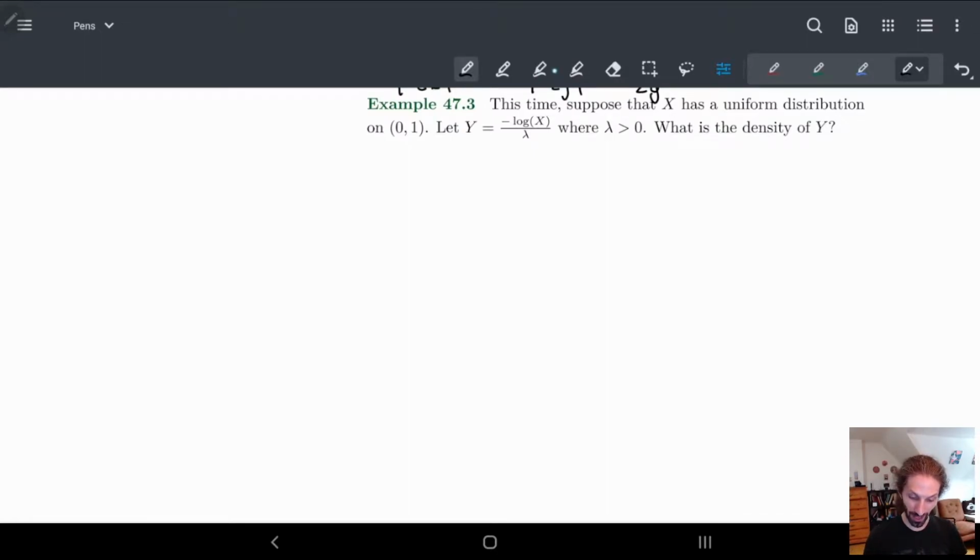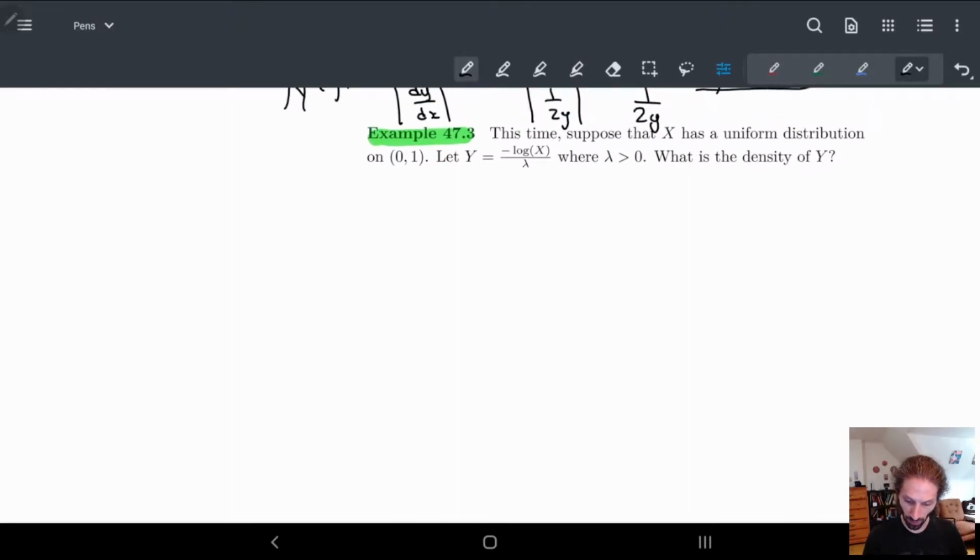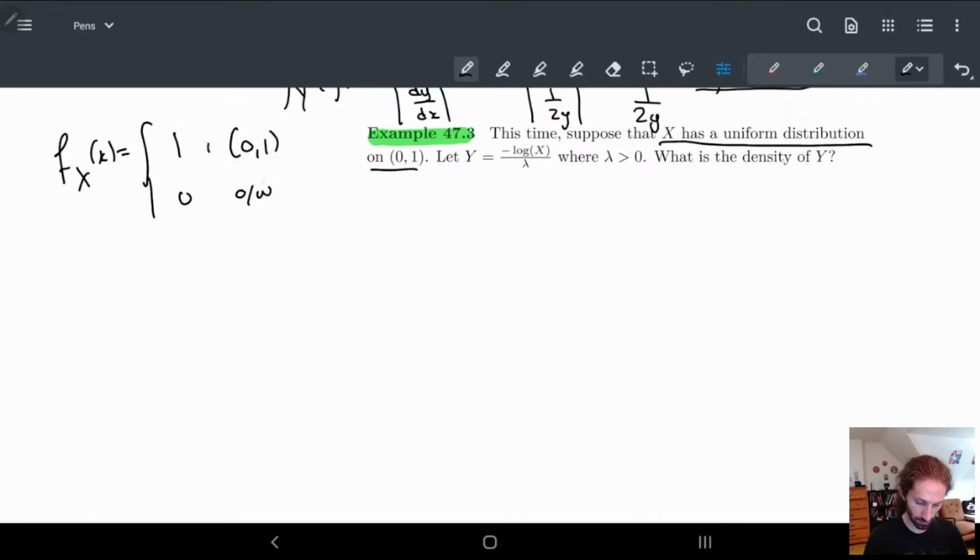So basically what we're going to have here is we're just looking at another example. So let's break this down and hopefully you remember the things we're going to have to do. So here we have x. We're told that it has uniform distribution on 0, 1. So here you should remember that f sub x of x is equal to 1 from 0 to 1, and 0 otherwise, if x is in 0 to 1. And we're trying to solve for this equation.